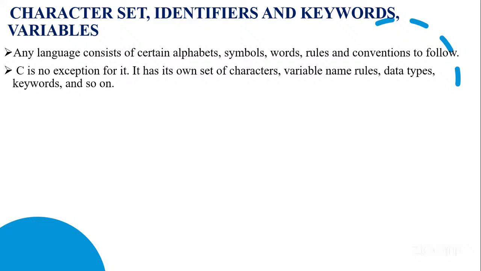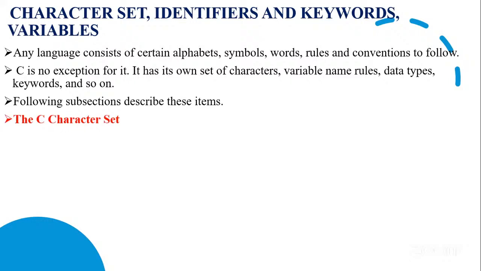So C language has its own set of characters, variable name rules. It means how to write the variables. There are some rules, and C also has data types, keywords, and alphabets. So it has its own character set. In the following subsections we describe these items. What are the various character sets in C?